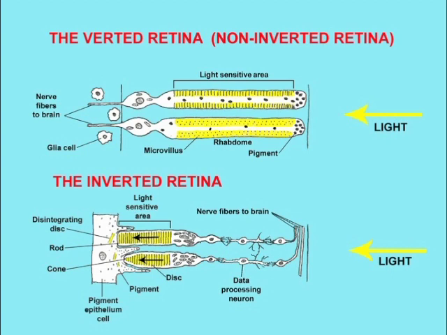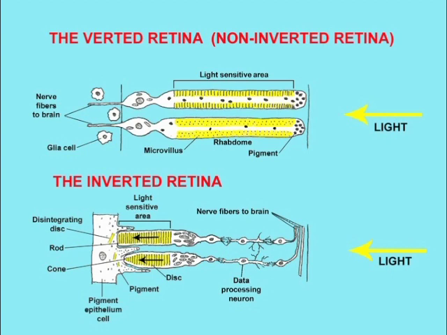The verted retina, or the eye, of a squid, for instance, is described in the upper part of the picture. The inverted retina is described in the lower part, and the inverted is the kind of eye that we have, and that all vertebrates, snakes, alligators, and so on, birds, and you and I all have. The light's coming from right to left, and we've indicated in yellow there where it's trapped.